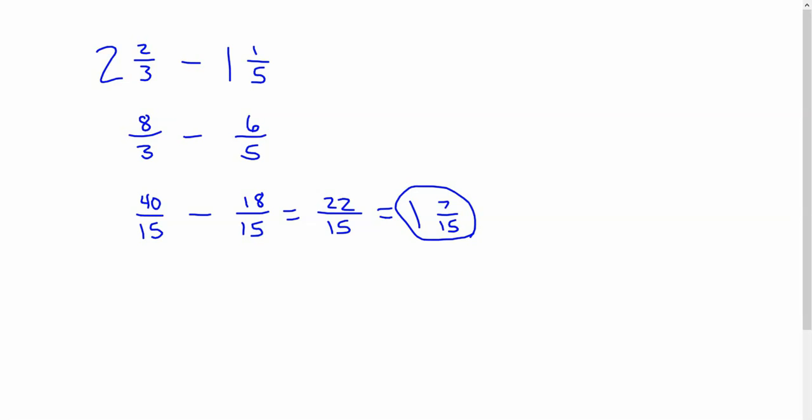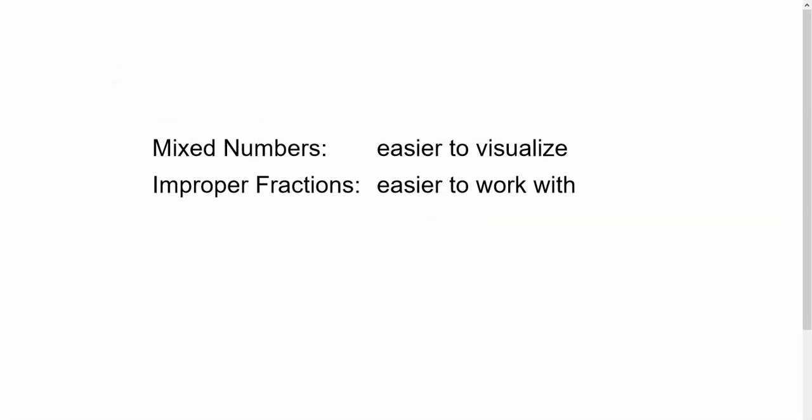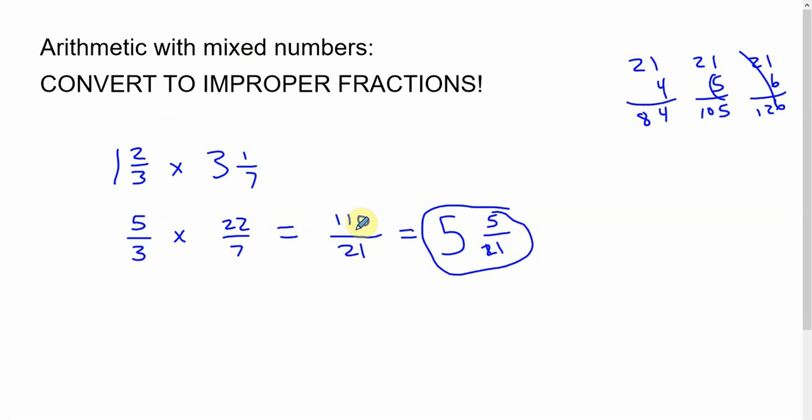And let me just finish with this point. You might ask, why do we even have mixed numbers since they're not easy to work with? Because improper fractions are easier to work with. Mixed numbers, though, are easier to visualize. They're easier for you to think about and grasp how much they are. 110/21, that's hard to think about. Most of us can't immediately picture how big that is. But 5 and 5/21, you see that and you immediately know, okay, it's 5 plus a little bit.